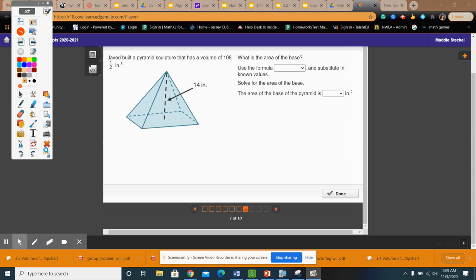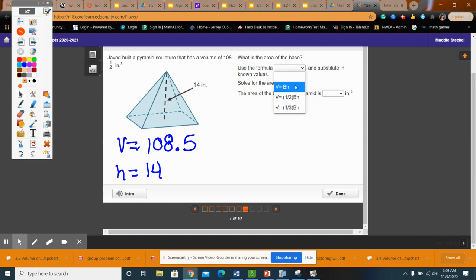The height of the pyramid is known, but the area of the base is not. Okay. They told me the volume is 108.5. So how else can I write the volume if I don't like fractions? What's a half the same thing as? 0.5. So that's 108.5 for the volume. They're also telling me that the H is 14. So what formula am I going to use? Well, not it. Not it. Ding, this one.